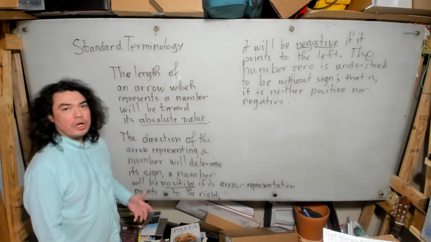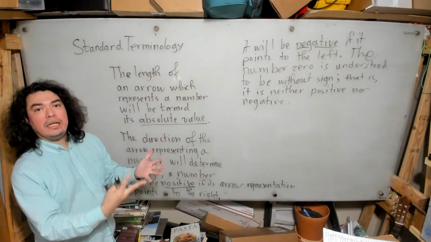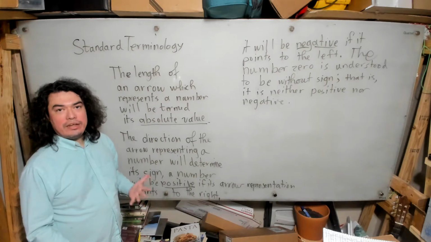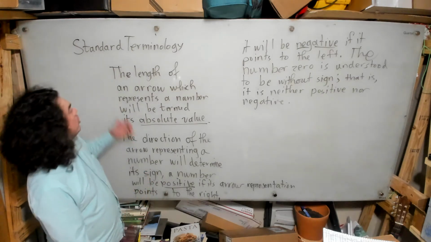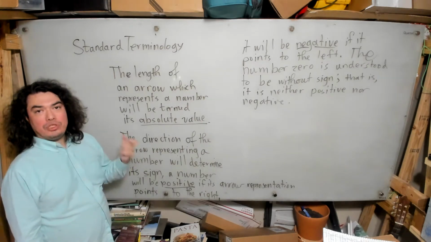So now here we're gonna lay the foundation for restating our observations using the standard terminology. Okay. So the length of an arrow which represents a number will be termed its absolute value.